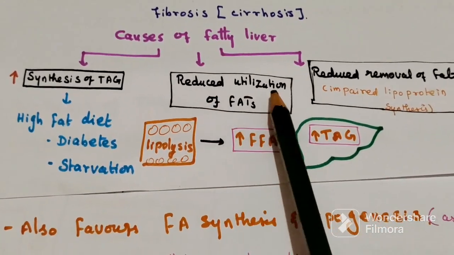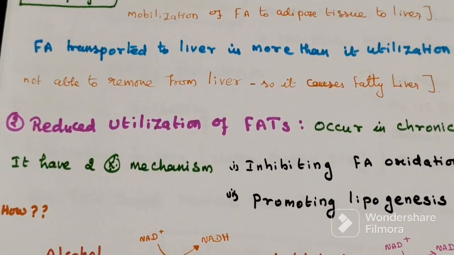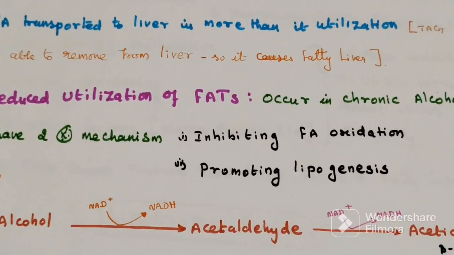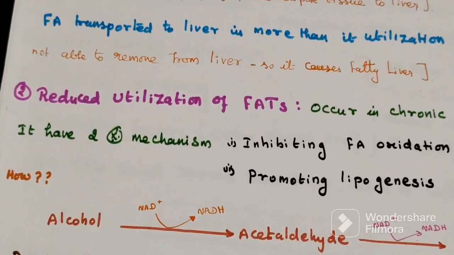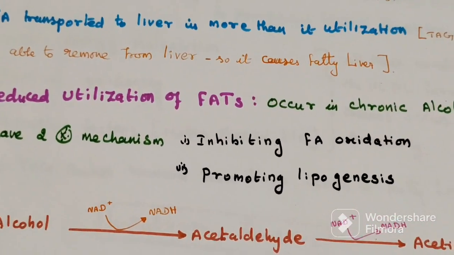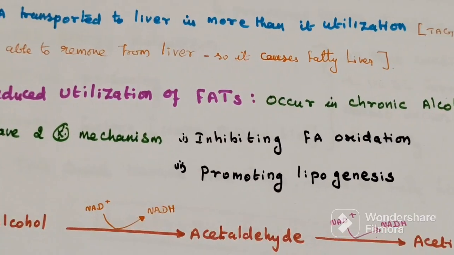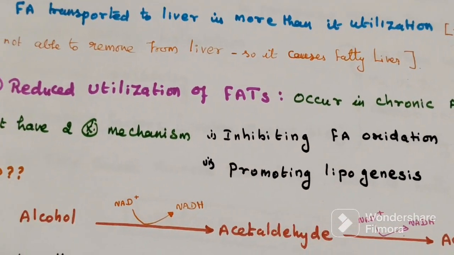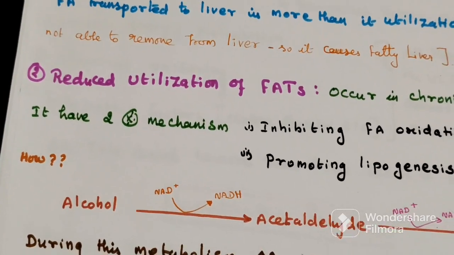Second condition, reduced utilization of fat. It occurs in chronic alcoholism. It causes two important mechanisms. One is inhibiting fatty acid oxidation. Second one is promoting the lipogenesis process. Then how does alcohol metabolism occur in our body?